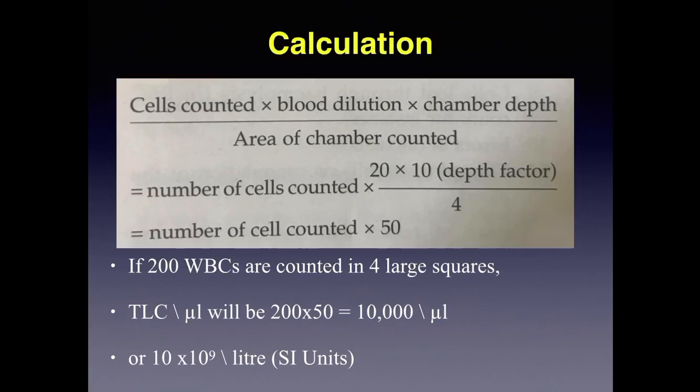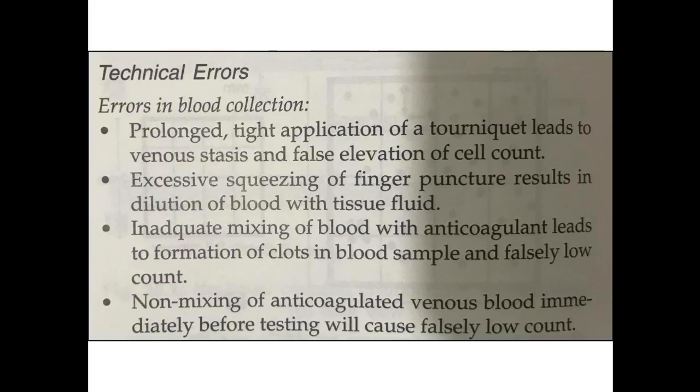If, for example, 200 WBCs are counted in 4 large squares, the total leukocyte count per microliter will be 200 multiplied by 50, that is 10,000 per microliter. Or if you want to express it in SI units, it will be 10 into 10 to the power of 9 per liter.